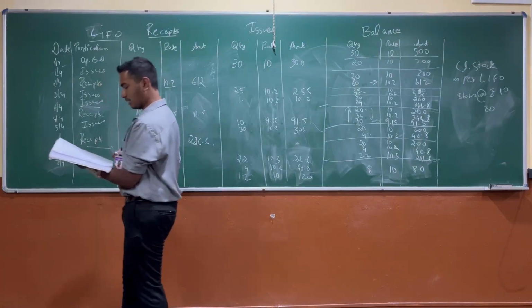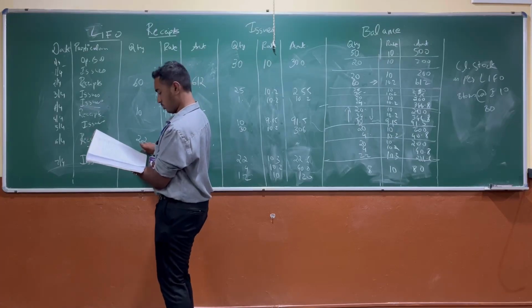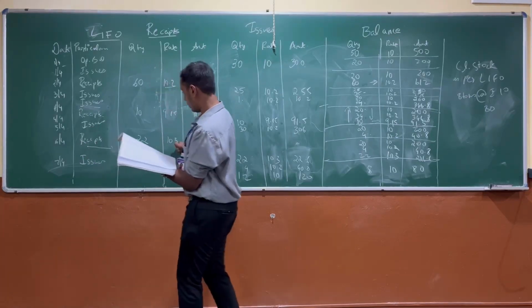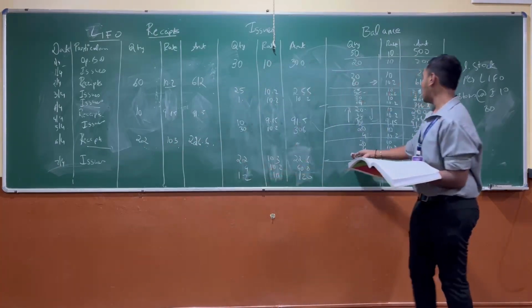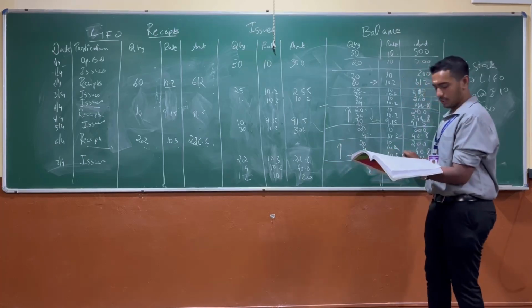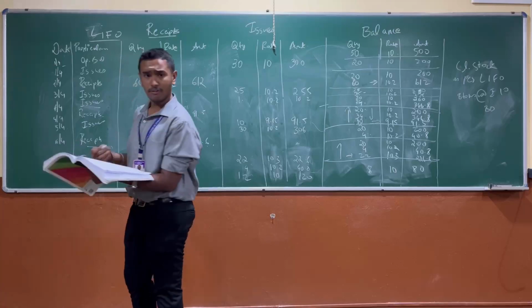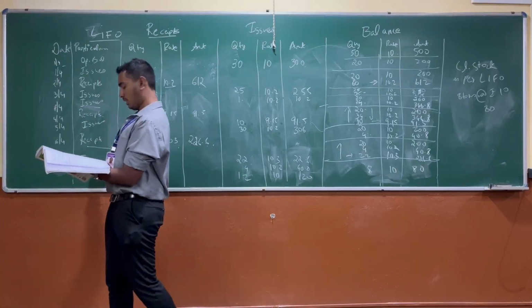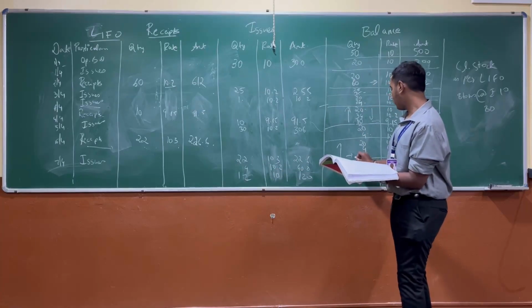On 6th of April, received 22 tons. So we have received goods again, receipt is 22 tons into 10.3, so you get 226.6. This will again be added here, and again we have to go backwards. As on 7th of April, we have issued goods. Again, make sure that we take it from here, because last in, first out.